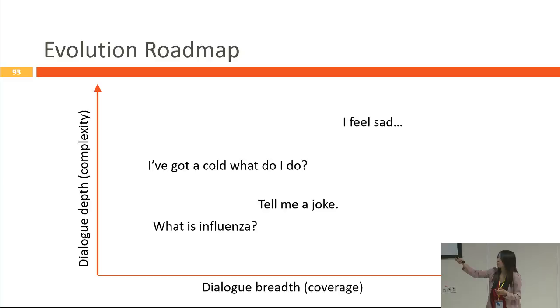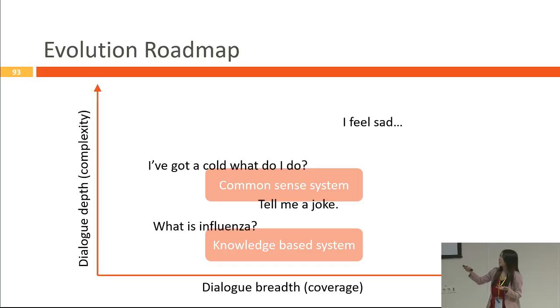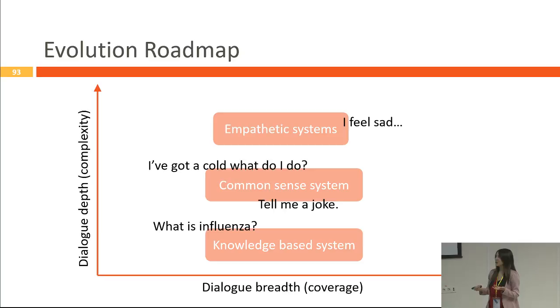Consider another dimension, complexity. Currently, we focus on a lot of knowledge-based systems, like we ask a lot of turns. And we consider whether our system can handle common sense. Like, I've got a cold, what do I do? It's very difficult. And finally, we want them to have empathy. It's still very difficult because even for humans, it's a difficult task.